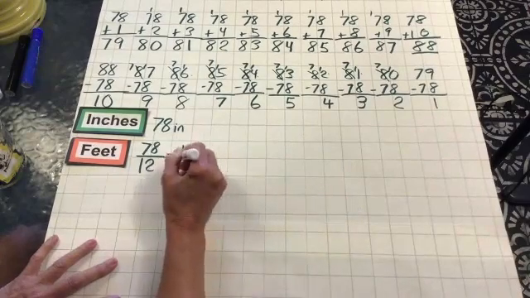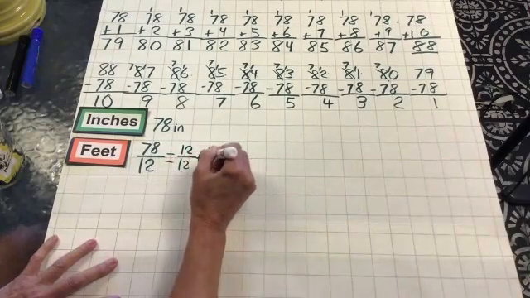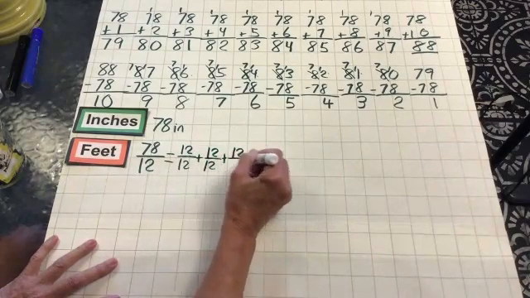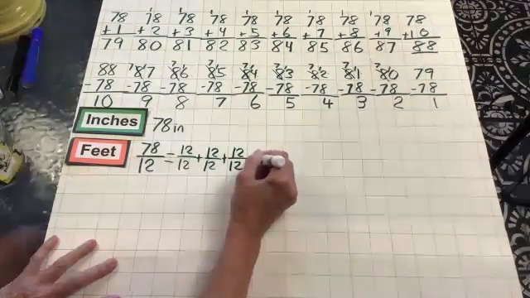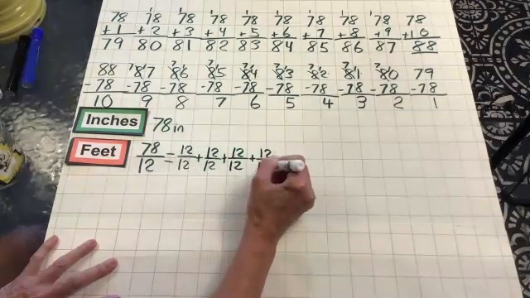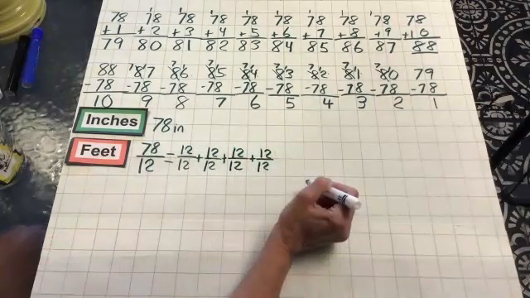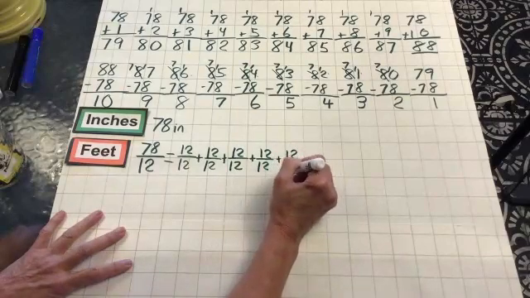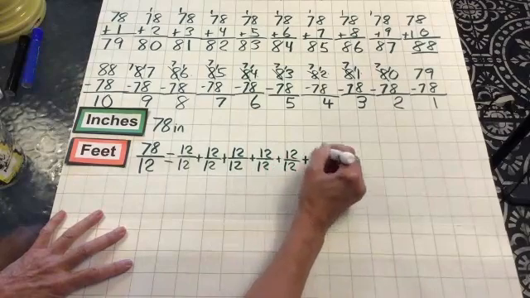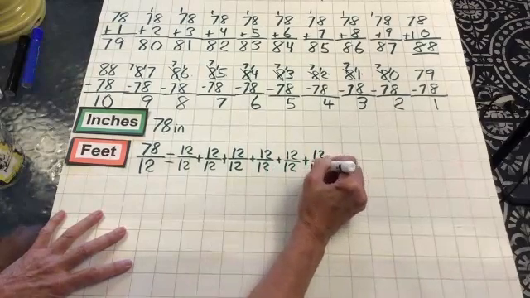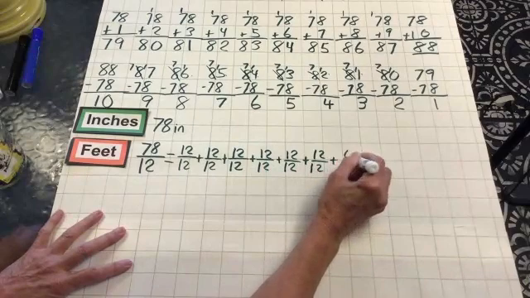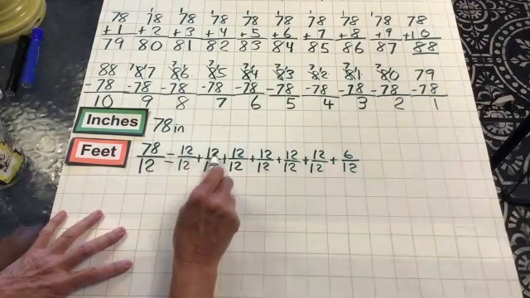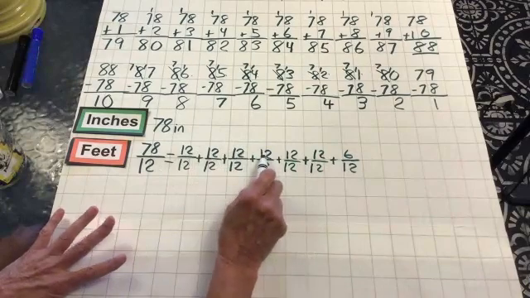So we're going to do 12 over 12 plus 12 over 12, that's 24, plus 12 over 12, that's 36, plus 12 over 12, that's 4 times 12, 48, plus 12 over 12, that's 60, plus 12 over 12, that's 72, plus 6 over 12. So 12, 24, 36.